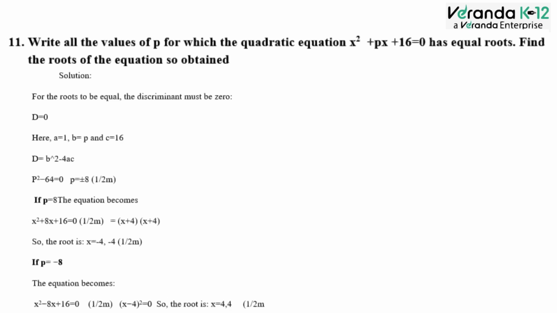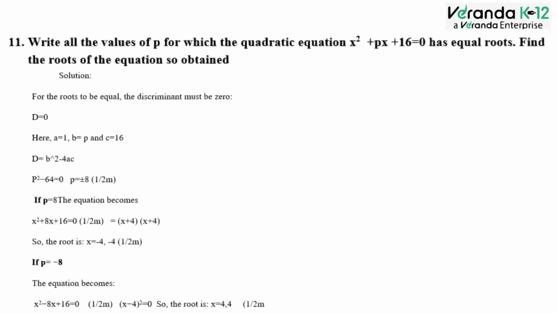So if p is equal to plus 8, then the equation becomes x square plus 8x plus 16. So the factors are x plus 4 into x plus 4. The roots are x is equal to minus 4 comma minus 4. If p is equal to minus 8, then the equation becomes x square minus 8x plus 16 is equal to 0. The factors are x minus 4 into x minus 4. So the roots are x is equal to 4 comma 4.